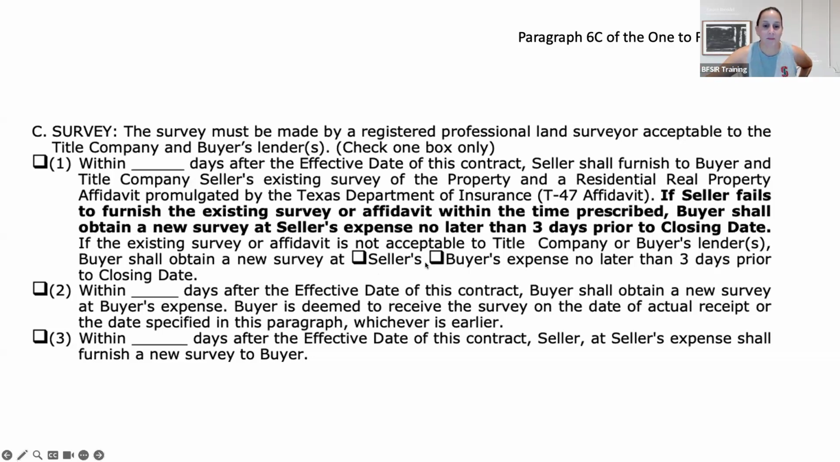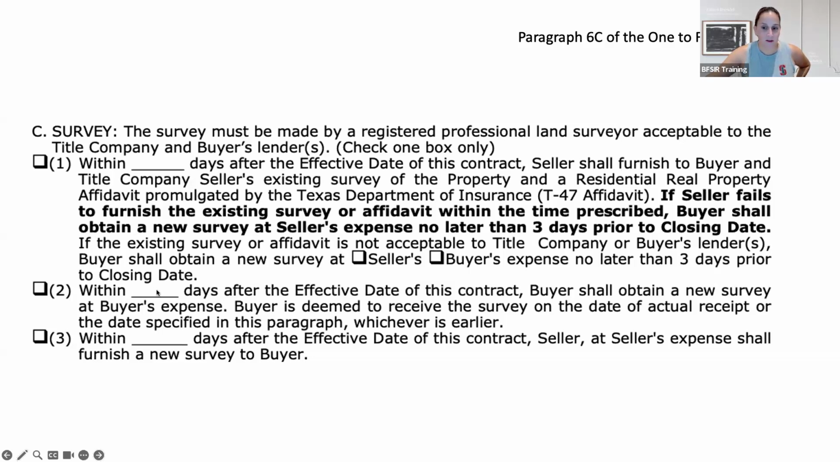And then who's gonna pay for it if for some reason it's not acceptable, if it's very old and hard to read, or if there have been a lot of changes since the survey? The underwriter of either the title company or the lender may say, we want a new one, and then who's gonna pay for it? Again, this is another reason to get it in advance, show it to the title company and say, are you guys okay with this? In advance. And then within blank days after the effective date, if they don't have an existing one, it's like, who's getting the new one?